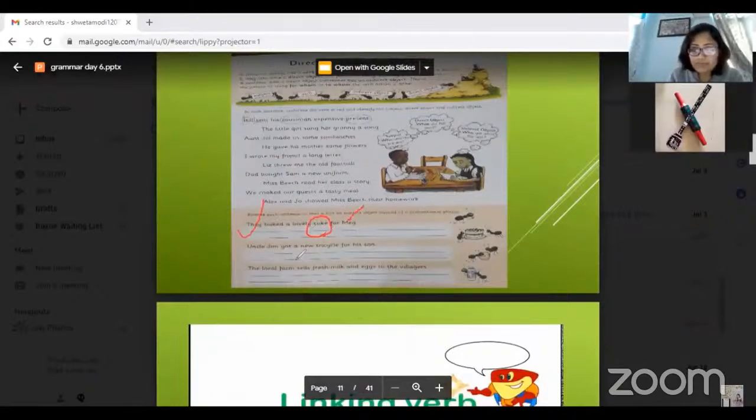Okay. Uncle Jim got a new tricycle. The direct object will be tricycle, and the son will be the indirect object. So fresh milk will be direct and to the villagers will be indirect.